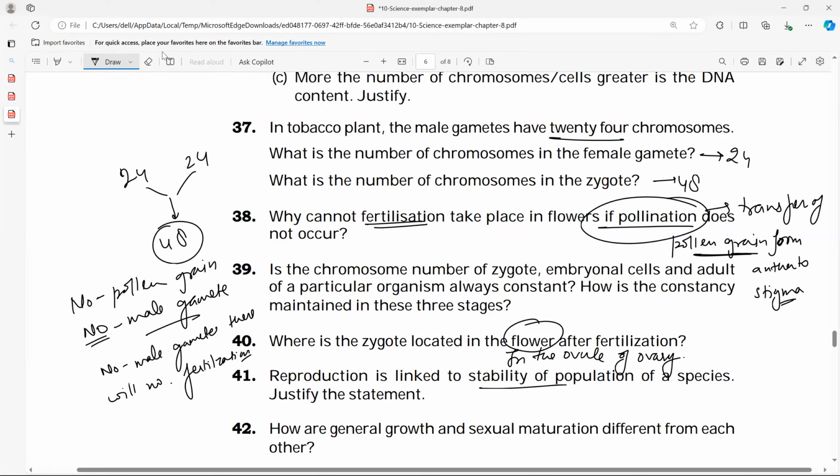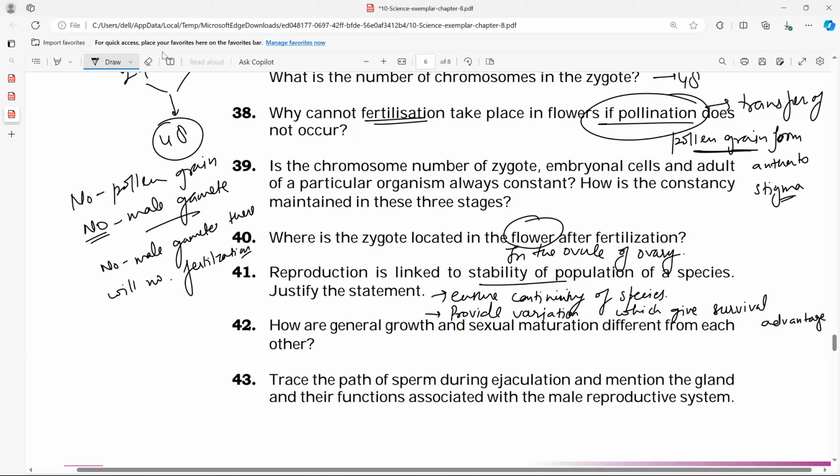So it ensures continuity of a species. And second, what does it ensure? Next is that it gives variations. It provides variation, which gives survival advantage. Okay, got it.